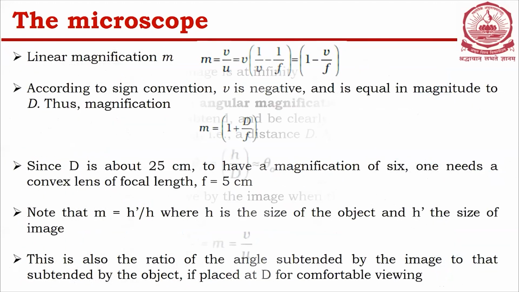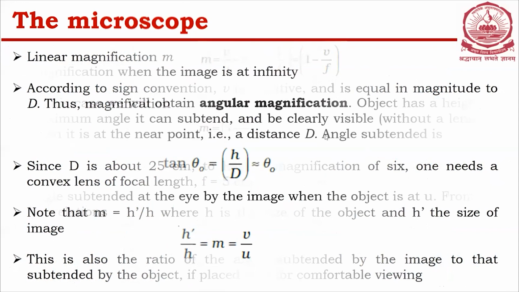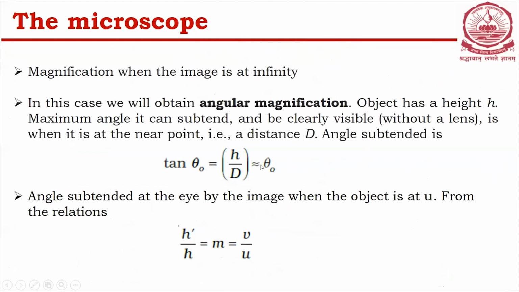That's what is explained here. So how to find theta naught? The angle subtended: tan theta naught is equal to h by d. Because of the small angle, theta naught is equal to h by d, where h is the height of the object and d is the near point.